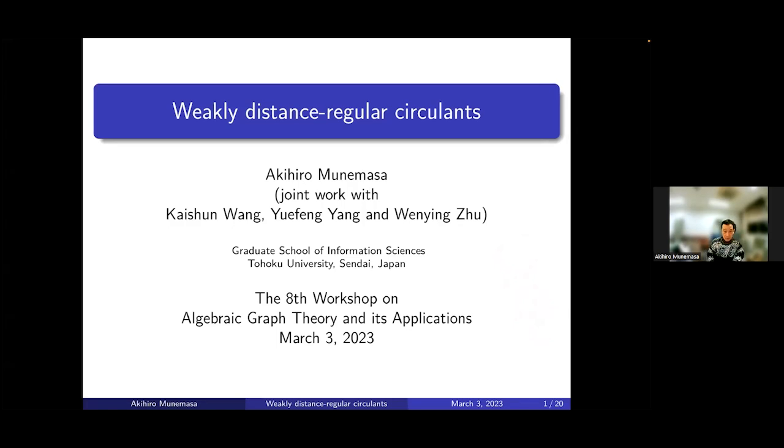Okay, so the topic of my talk is about weakly distance regular circulants. Somehow it is related to distance regular graphs, but it is not quite a distance regular graph; rather, they are digraphs, not undirected graphs, but directed graphs.